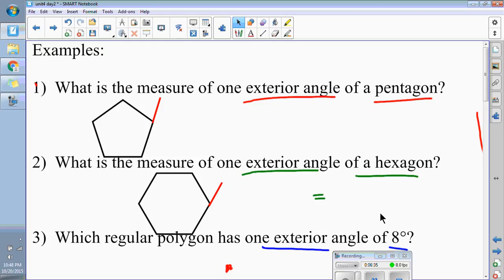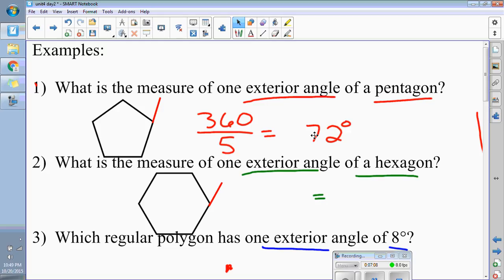All right, so what is the measure of the exterior angle of a pentagon? Well, here's your pentagon. Here's the exterior angle. It's this angle right here. All you have to do is remember how many degrees there are total in the exterior of a pentagon. For any figure, it's always going to be the same: 360 degrees. We're going to divide that by the number of sides, the number of angles we're talking about. In this case, it's 5. So the measure of one exterior angle of a pentagon is 72 degrees.